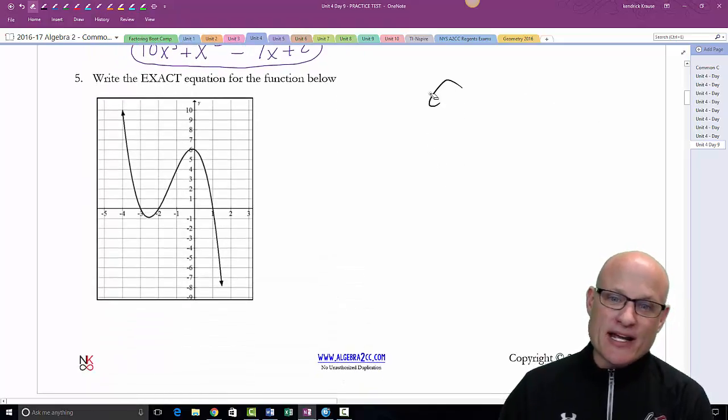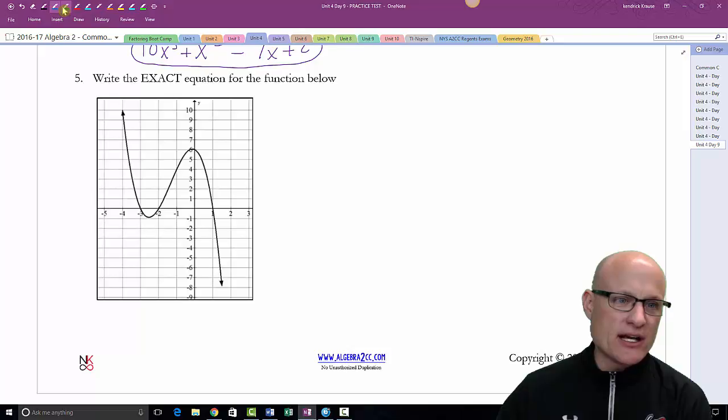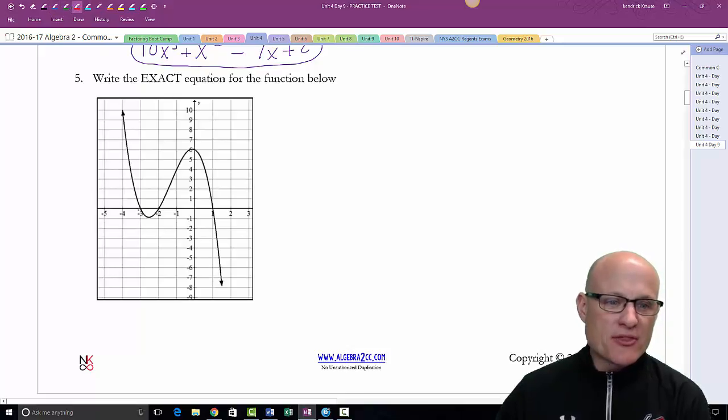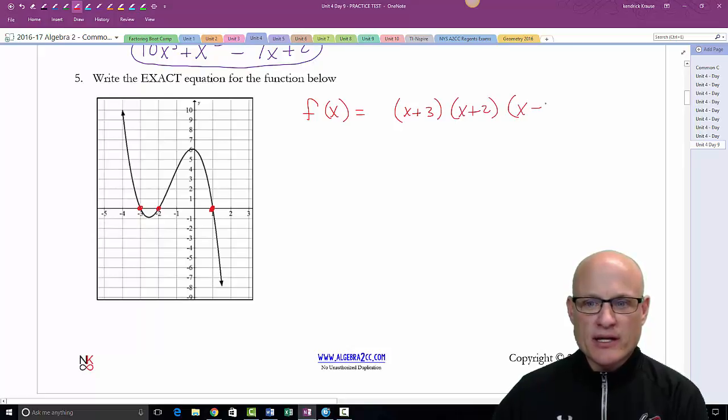This one is something I haven't necessarily talked about yet, so we're going to have something to work on. I'll talk about this in class tomorrow, but watch this. I've got 3 roots. So if I was just to write a generic function, I would write f of x is equal to, I'm going to leave some space. I don't know if I need a number in the front. I'm going to put x plus 3, x plus 2, and x minus 1.